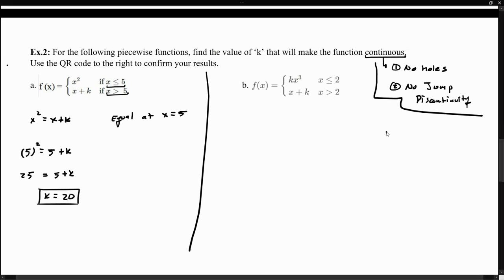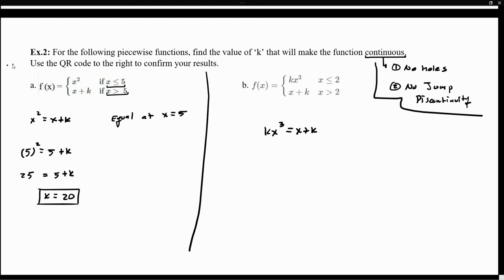So how do we get that? Well, let's look at our function. The first line is going to end at 2. And the second line is going to start at 2. So therefore, I want both functions to be equal to each other. That is a guarantee for us to not have any jump discontinuity, by setting them equal to each other.